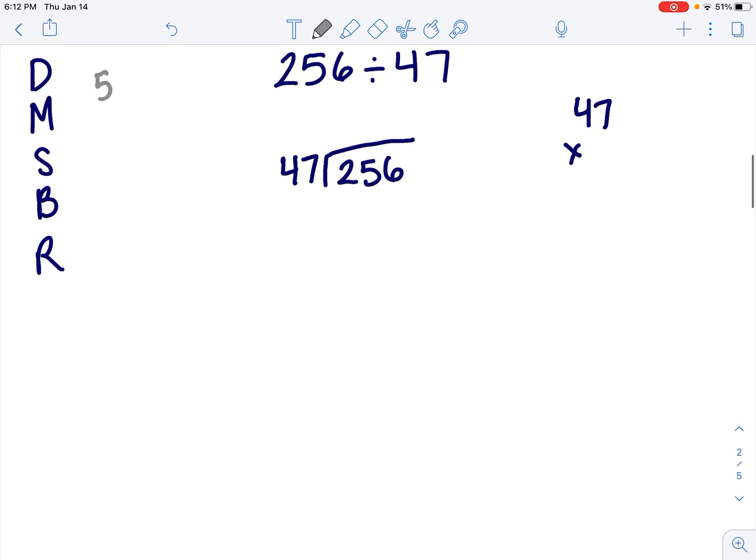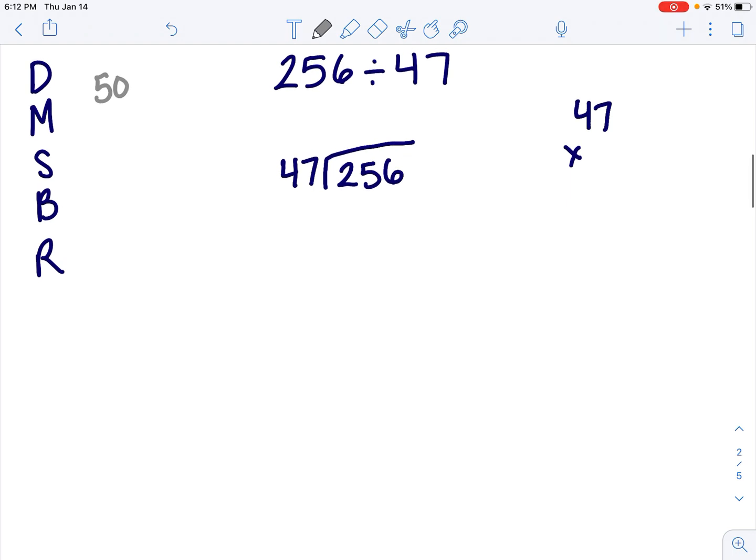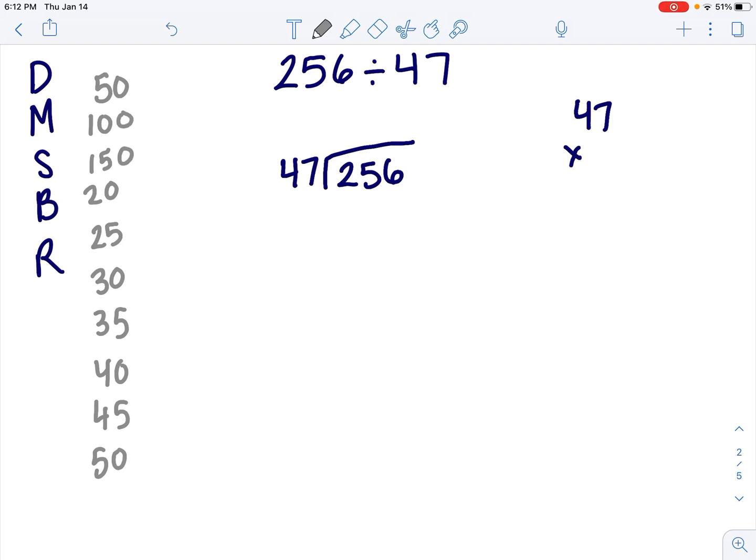So I'm going to skip count by our estimated divisor of 50. First, I'm going to skip count by 5s. 5, 10, 15, 20, 25, 30, 35, 40, 45, 50. Next, I'm going to draw a 0 on the end to change that skip counting from skip counting by 5 to skip counting by 50.